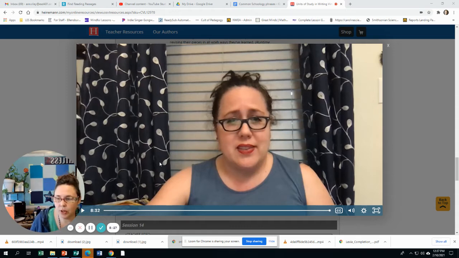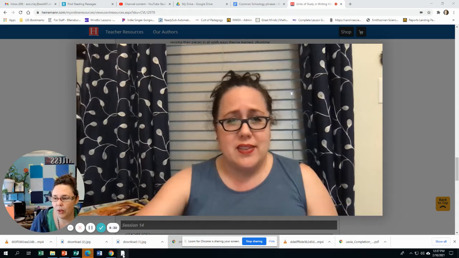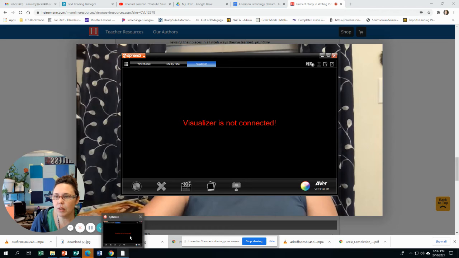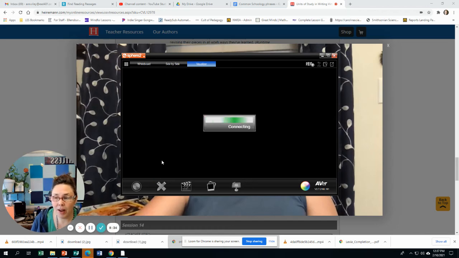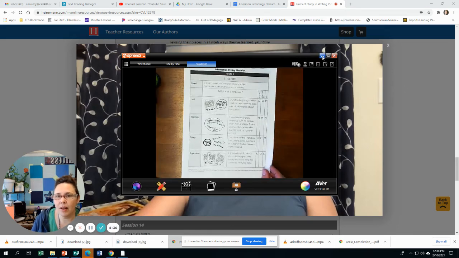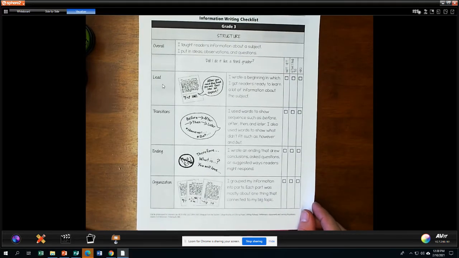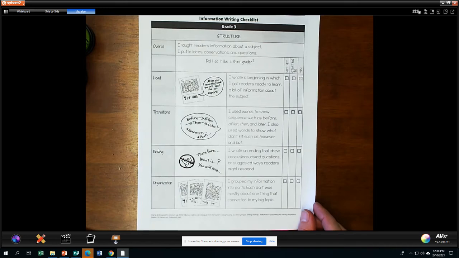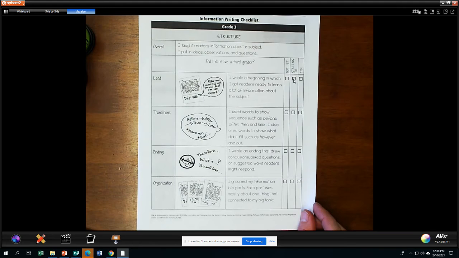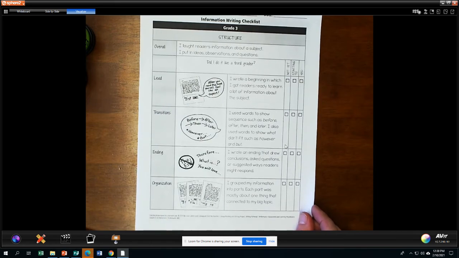So when you go through your checklist, I want you to focus in on one area where you marked not yet. All right, so here is the checklist, and you're going to look at the lead, the transition, the endings, the organization, and you're going to be clicking not yet, starting to, and yes. Now if you have some areas that you are not just starting to look at, those are the areas I want you to really focus in on.